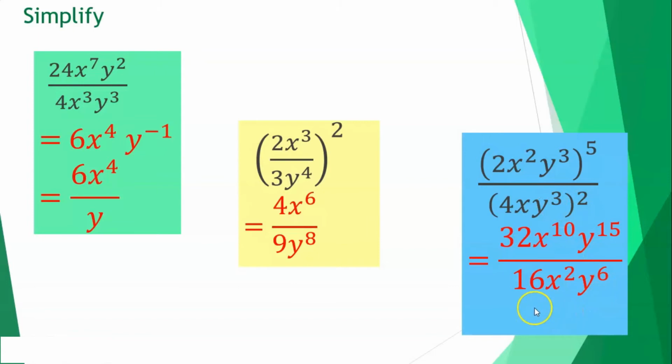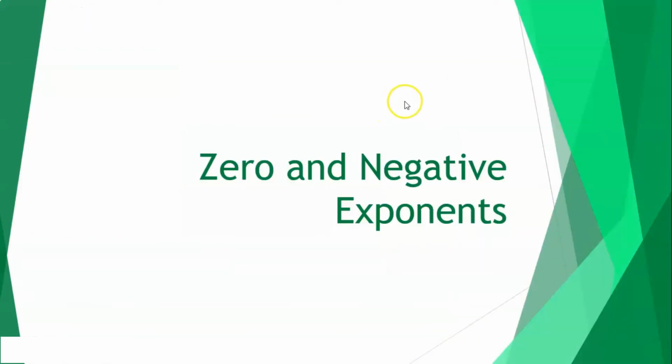So simplifying this one further, 32 divided by 16, that's 2. 10 minus 2, that's 8. And 15 minus 6, you'll get 9. So therefore, this is a simplified form of this one.